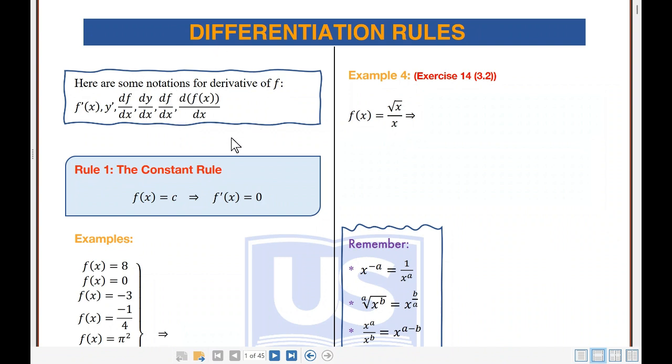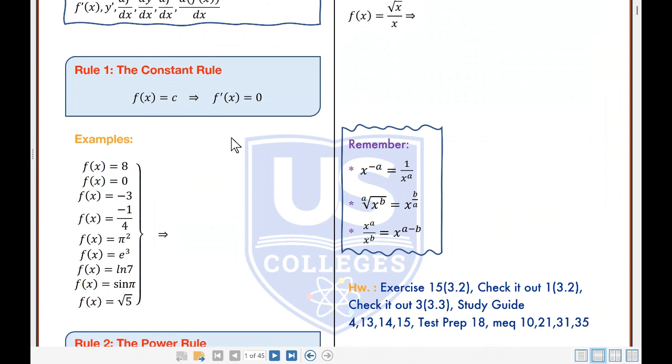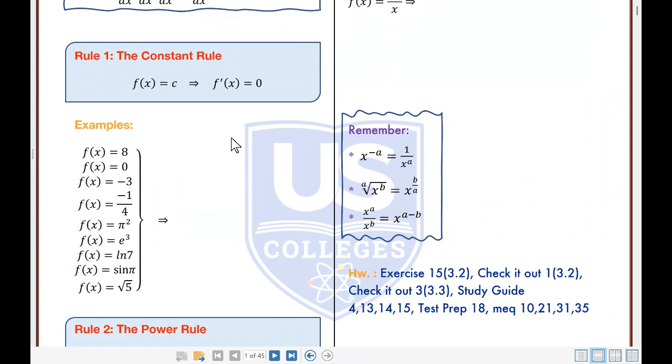So let's start with the first rule. The first rule of differentiation is the constant rule. Whenever the function is constant, its derivative is 0. Let's take a look at the following examples. F of x equals 8, 0, negative 3, negative 1 over 4. Those are all numbers, constant numbers.